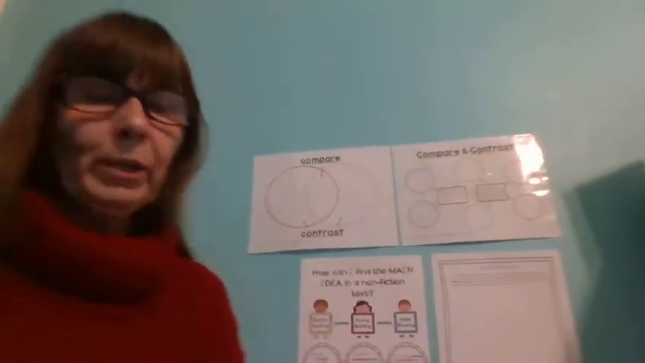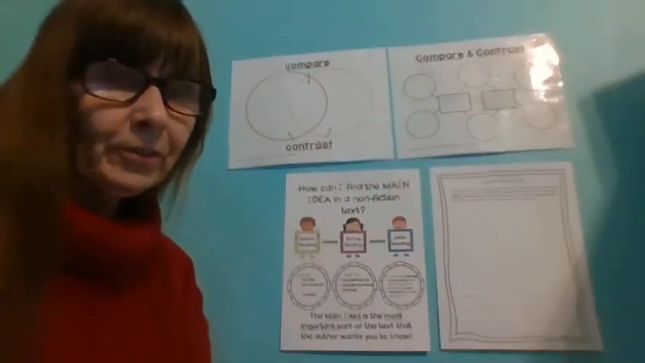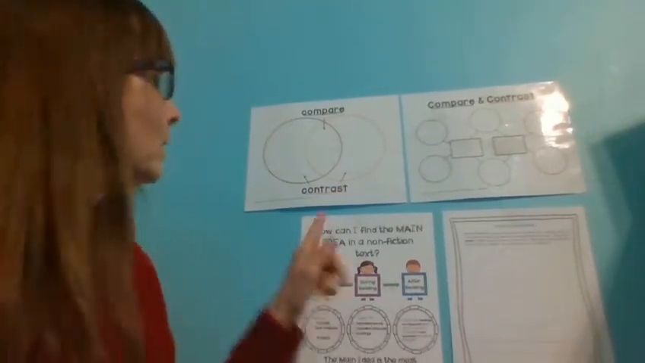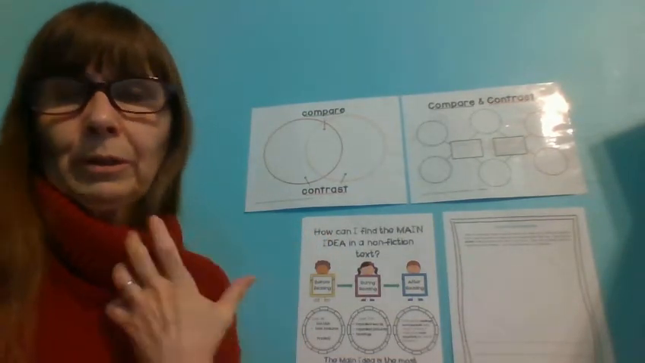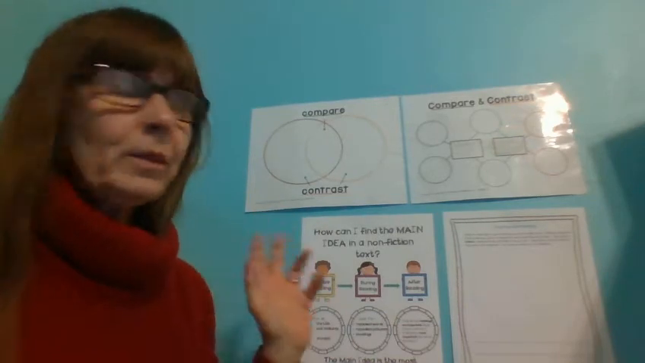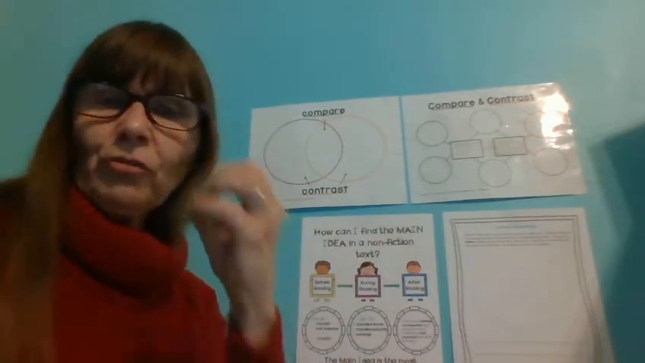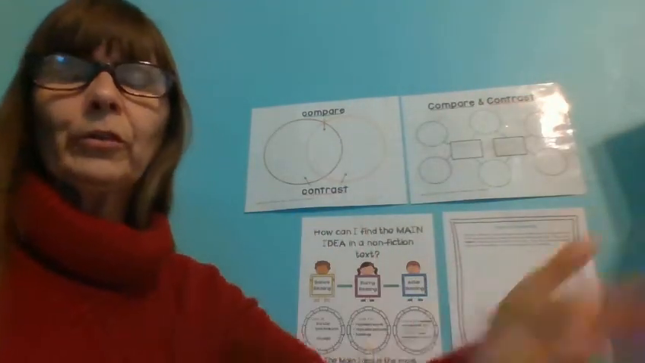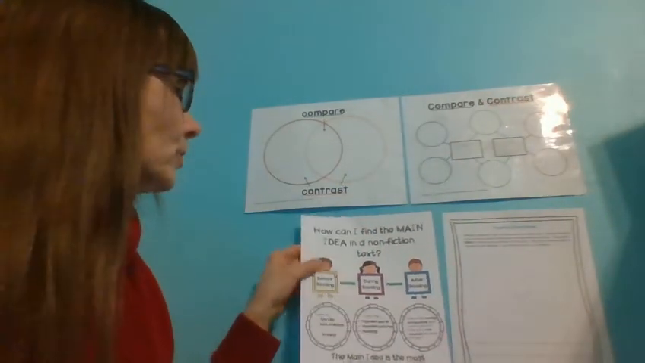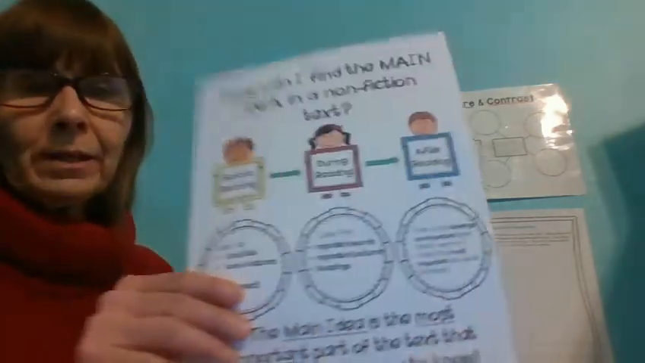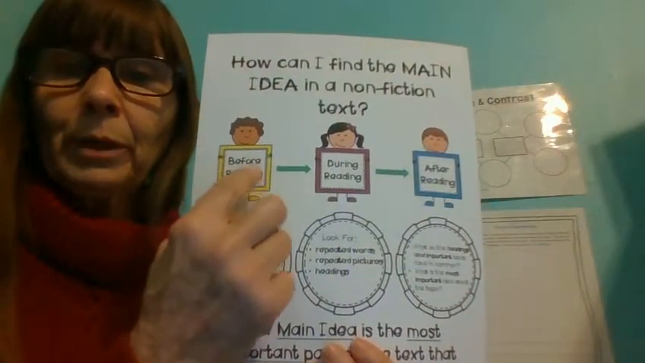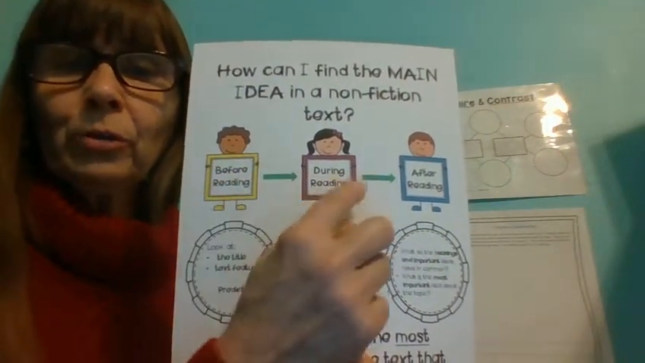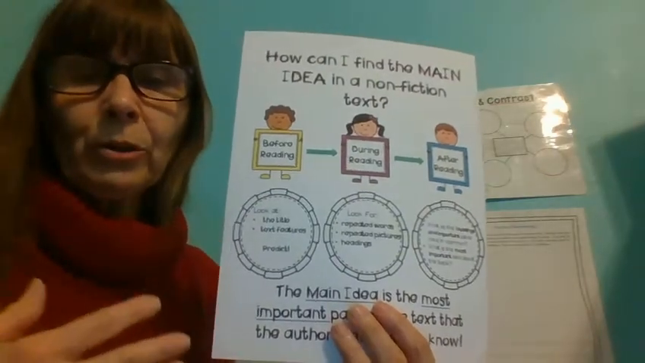And so the first thing we do when we are reading nonfiction, and I want to make sure you can see this, is we look for the main idea of whatever we're particularly reading, the text, the book. The main idea is the central thing that all the other details surround. So this poster tells you how you can find the main idea in a nonfiction text. Once again, the reminder, we're reading before reading, during reading, and after reading, we're asking questions.